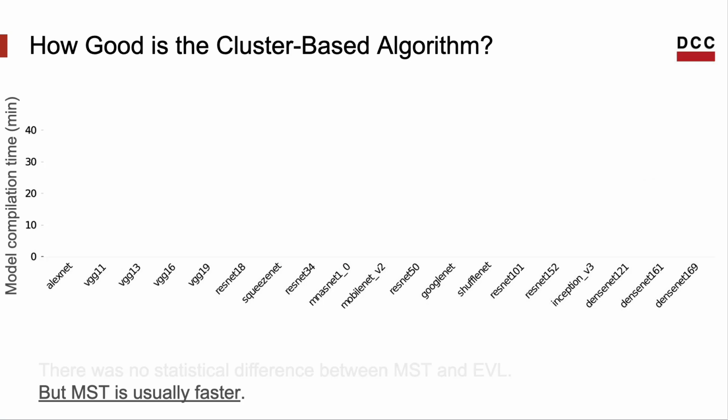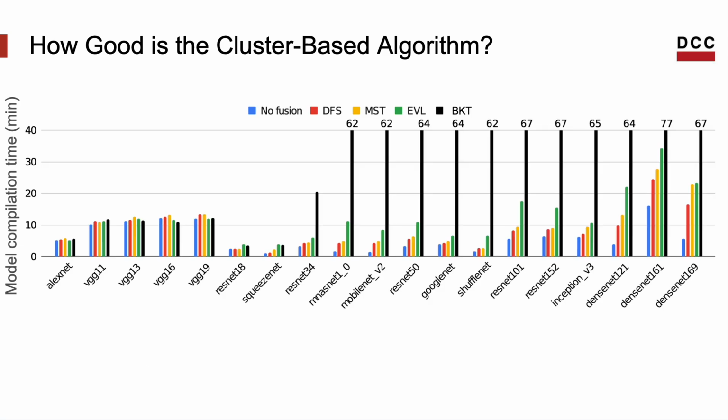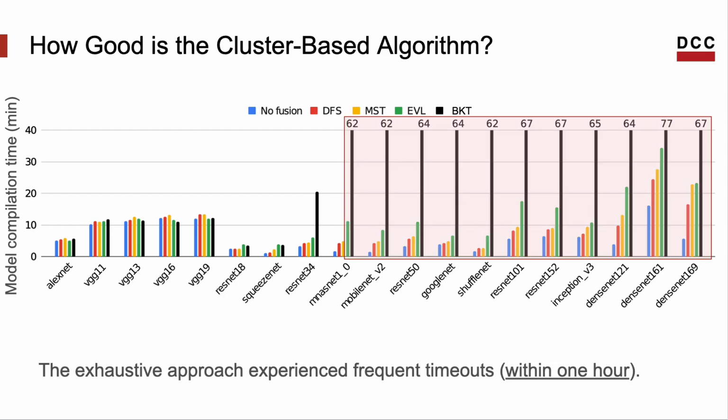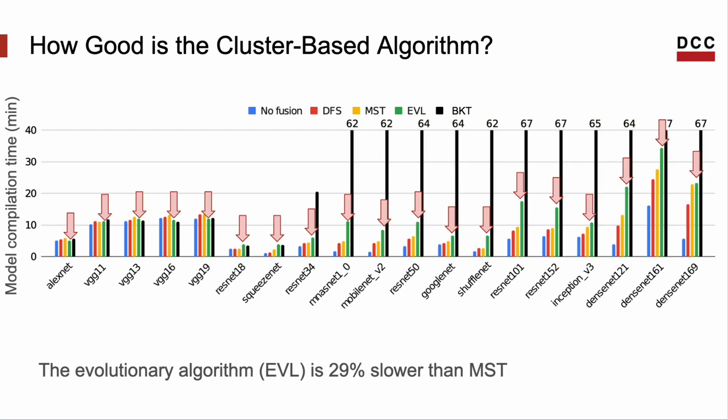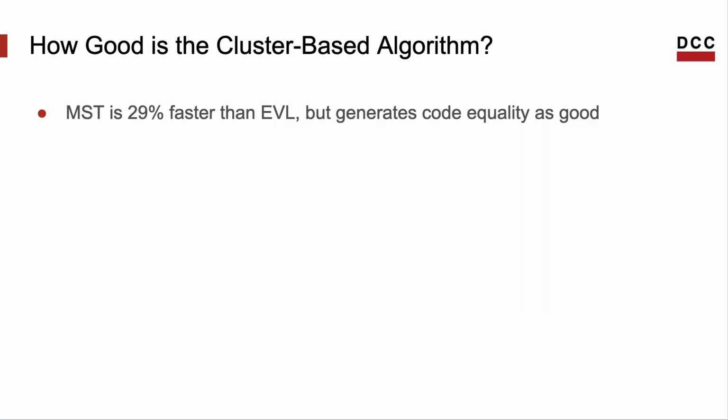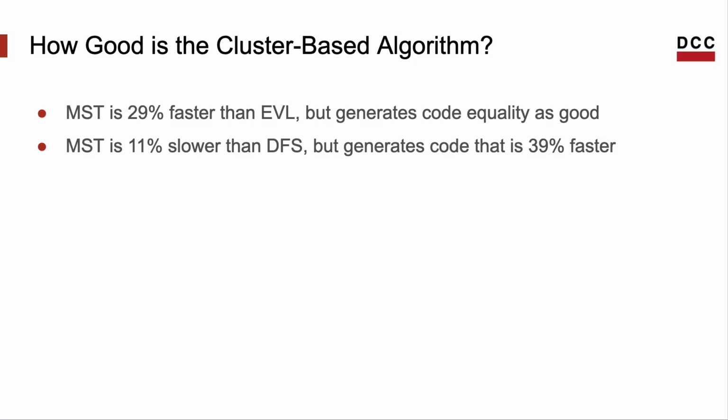If you compare the compilation time using those different algorithms, we see that they're more or less similar, except that BKT couldn't really terminate in many of our models. So I think this exhaustive approach wouldn't be practical in the context of XNNC. Our algorithm is about 25% faster than EVL, but produces kernels with the same quality. So again, we have a faster algorithm that's equally as good as EVL. Our algorithm is a bit slower than DFS, 11% slower, but generates code that's 39% faster.